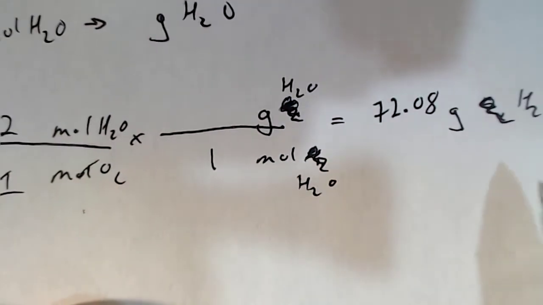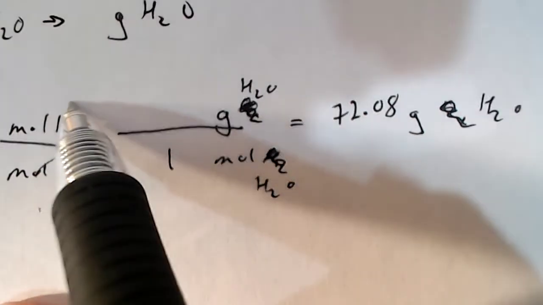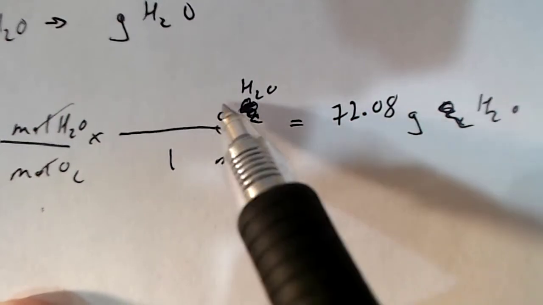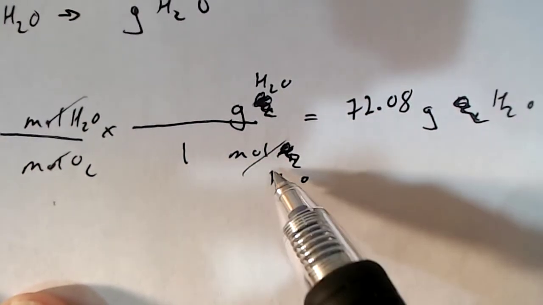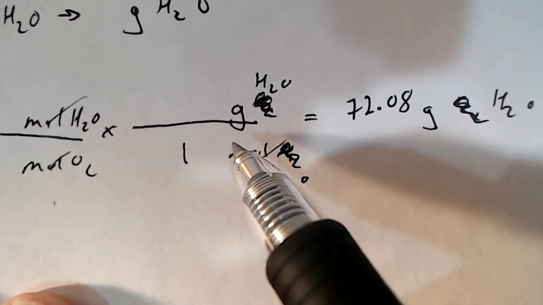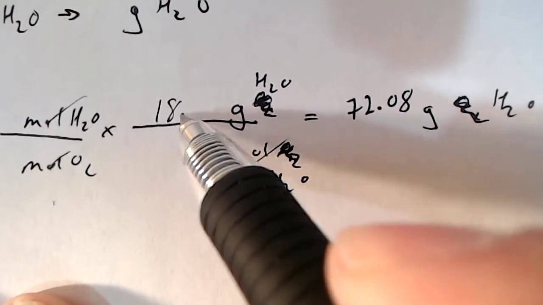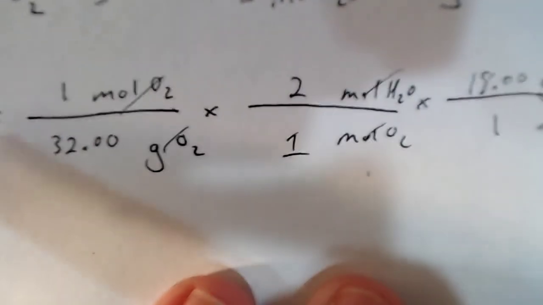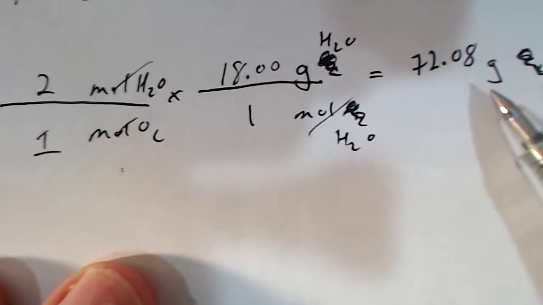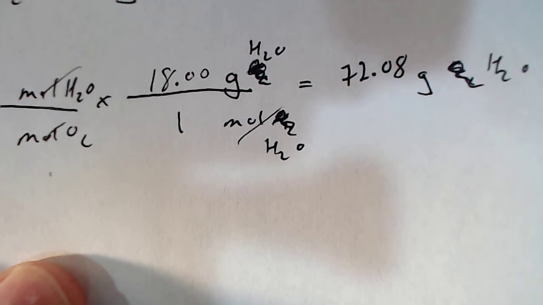We can get into grams of water by putting moles of water on bottom and putting grams of water on top in the next unit conversion factor. Per mole of water, there's a certain mass of it, the molar mass. On the periodic table, it's 18.00. And so we'll get 72.08 grams of water are needed to react with 64.00 grams of oxygen.